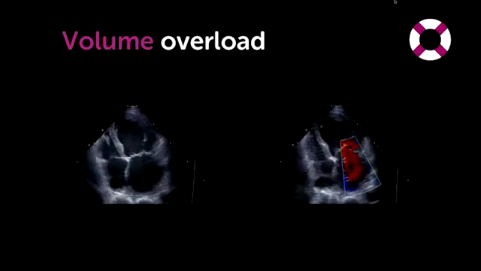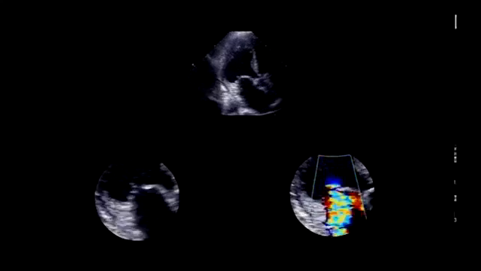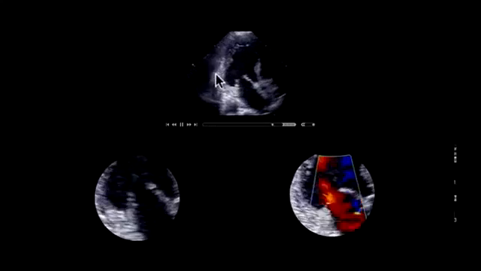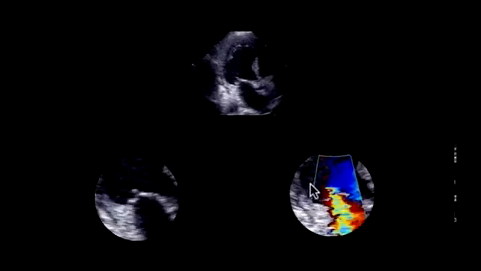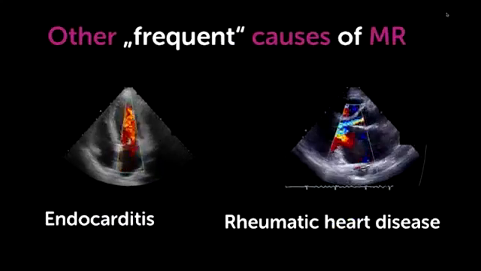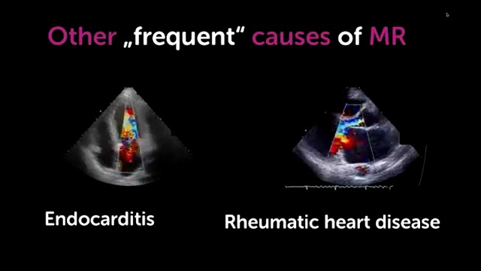Here's such an example. Leaflet restriction is another potential cause of mitral regurgitation. It can occur, for example, in the setting of coronary artery disease, specifically inferior myocardial infarction. Such a problem is depicted in these images. We have a scar in the inferior posterior region with restriction of the posterior leaflet and severe mitral regurgitation. And finally, I also mentioned that there are other causes for mitral regurgitation as well, such as endocarditis and rheumatic heart disease.